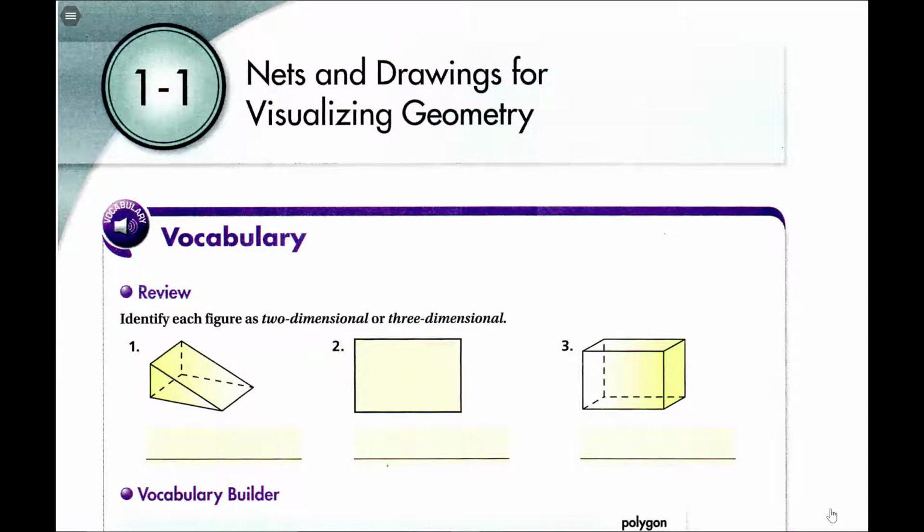For our first set of notes, we're going to look at nets and drawings for visualizing geometry. When we talk about nets and drawings, a net is taking a three-dimensional object and basically unfolding it into its two-dimensional components. Then we also have orthographic drawings and isometric drawings. We're going to see examples of each of these as we go through this set of notes.